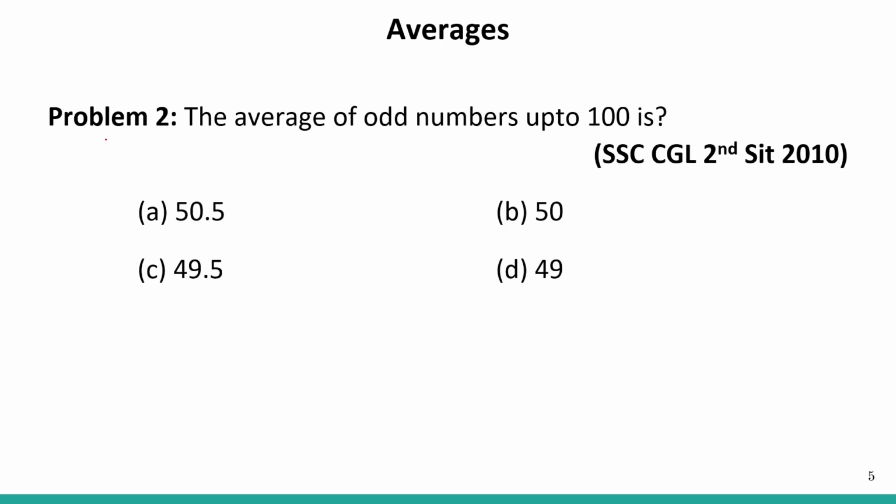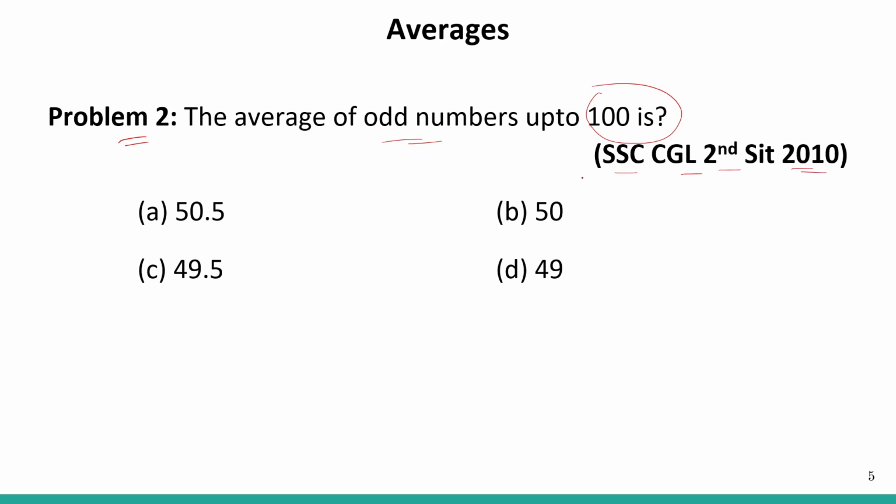So let's go forward with problem number 2. The average of odd numbers up to 100 is what? 50.5, 49.5, 50 or 49. This question has been asked in the SSC CGL second sitting 2010 paper.